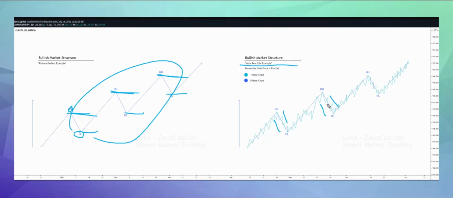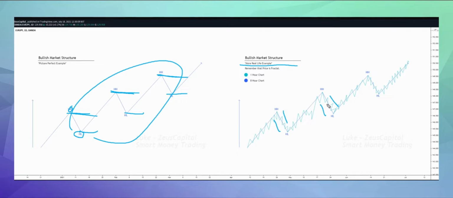But we'll generally call this a complex pullback, because remember, if we are staying above the higher lows, then price is still moving upwards. But the minute price breaks a higher low, that's when the uptrend would invalidate and we would now be in a bearish trend. Now before I move on, I must clear this up. In order for there to be a higher low, there must be a higher high.